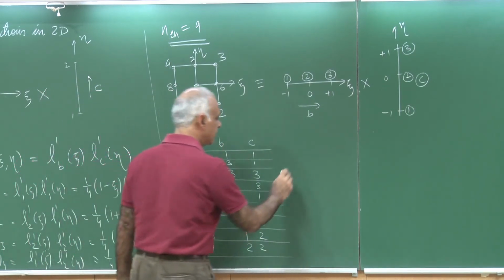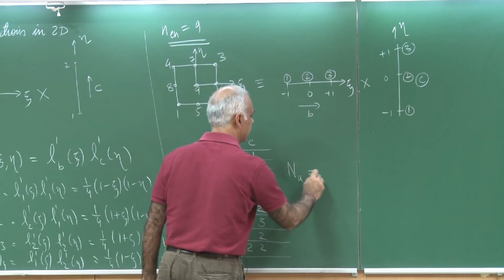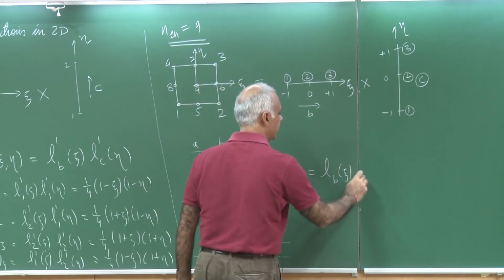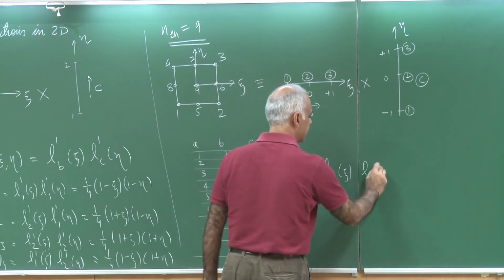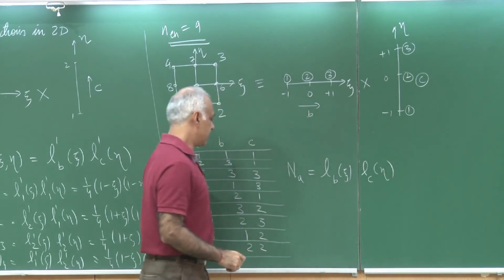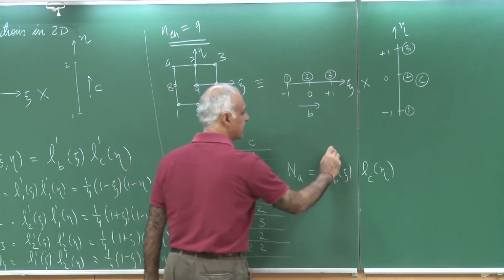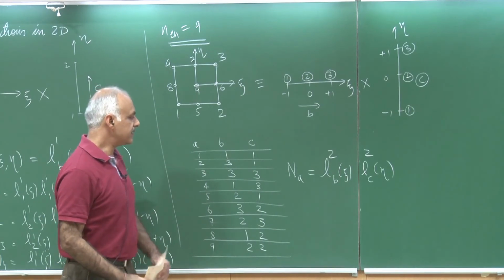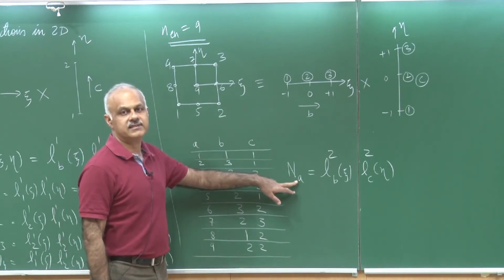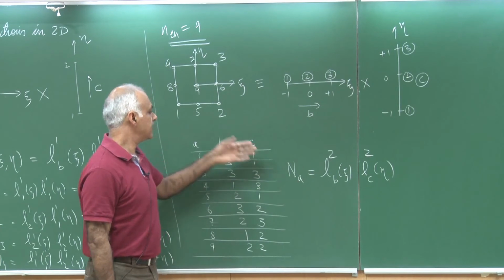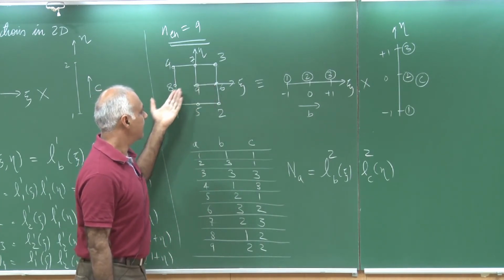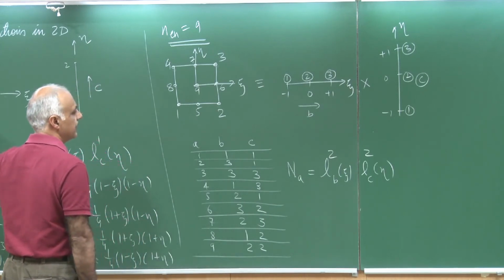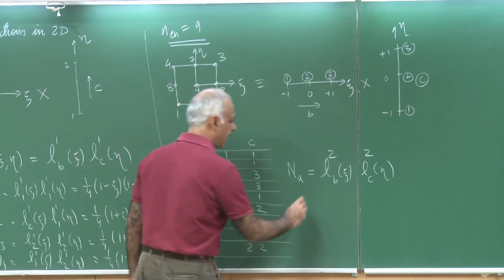So, if I could write simply Na as LB of xi times LC of eta, and these are both second order Lagrange polynomials, then these are the shape functions that I would generate. Okay. And you will see I will end up generating 9 shape functions as opposed to 4 over here, and now these would be biquadratic.